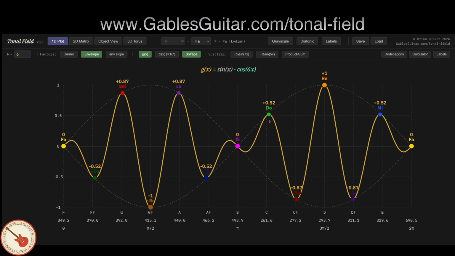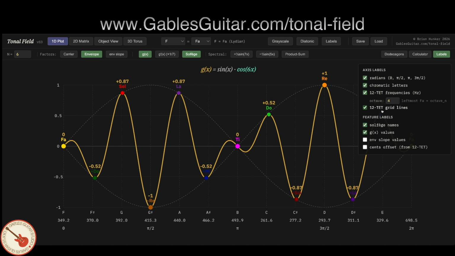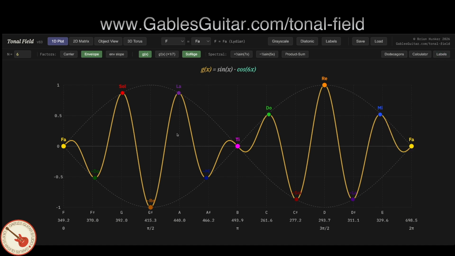That explains how it captures the behavior of the 7-tone diatonic scale. But even deeper than that, it shows us that when we divide up our expectation of the 12-tone system, it isn't just 7 and 5. It's actually 5 plus 5 plus 2. Let me explain. I'm going to turn off the g of x values for a moment. And what we have is the 2 zero crossings, fa and ti.